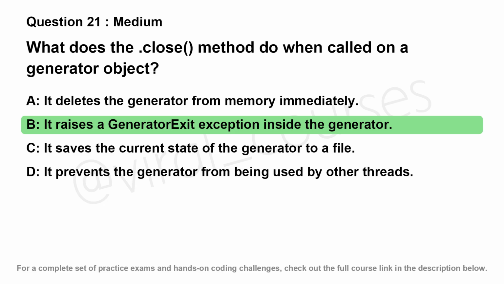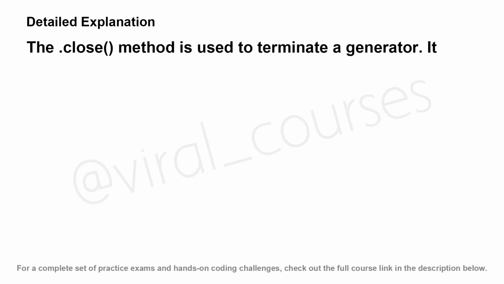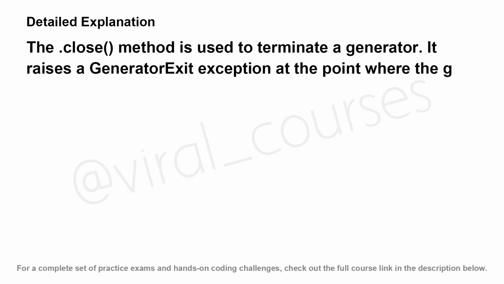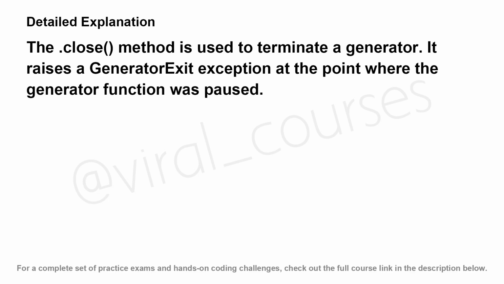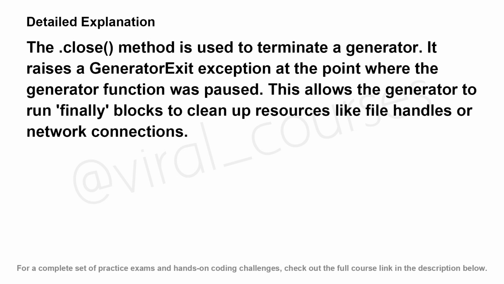The correct answer is B. The close method is used to terminate a generator. It raises a GeneratorExit exception at the point where the generator function was paused. This allows the generator to run finally blocks to clean up resources like file handles or network connections.